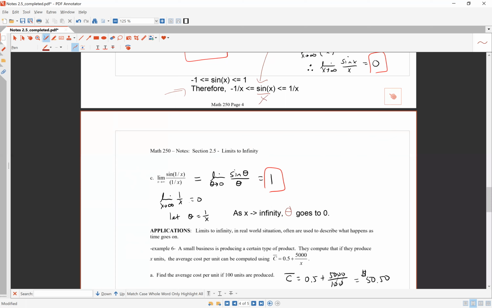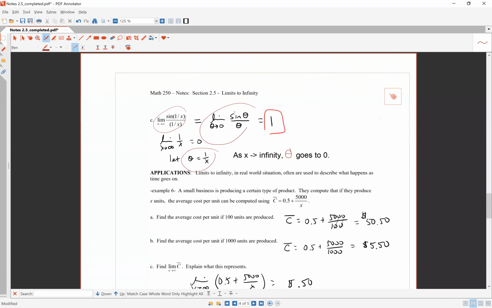We do these substitutions when we're taking the limit. Oh God, this is a hard limit to take: sine of 1 over x divided by 1 over x. But you make this substitution, theta equals 1 over x, and as x goes to infinity, theta goes to 0. So the limit as x goes to infinity of sine of 1 over x divided by 1 over x is equivalent to the limit as theta goes to 0 of sine of theta over theta, and you get 1. Making these substitutions is pretty common in calculus.